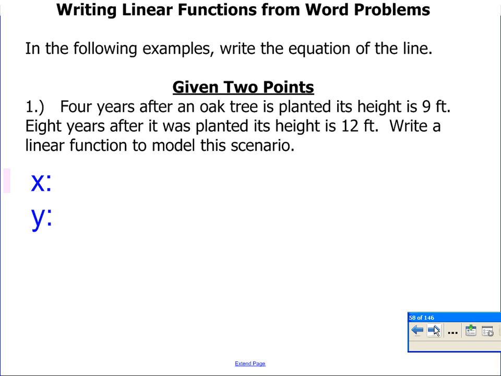So there are 2 types of word problems today. Some of them are given 2 points. Some of them are given a point and a slope, as you saw from your quiz. So on this one, it says 4 years after an oak tree is planted, its height is 9 feet. 8 years after an oak tree is planted, its height is 12 feet. Write a linear function to model this scenario.